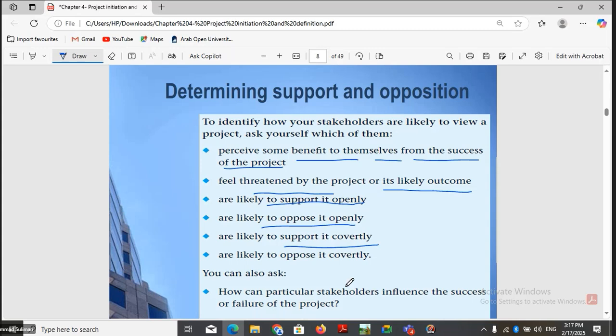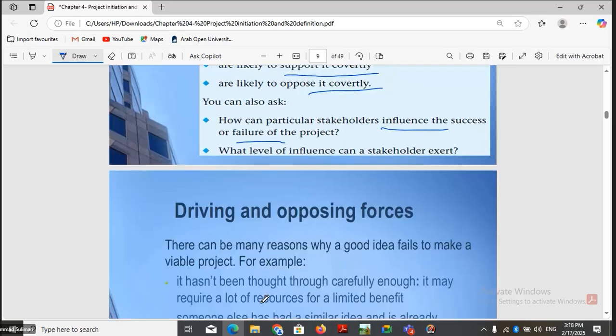They are supporting it from the back door, or you can say from the back end. And some they oppose secretly or covertly, that is, they're opposing from the back, like this project should not be done, or this project must not be completed, something like that. Okay. You can also ask yourself how a particular stakeholder influenced the success or failure of the project. If you identify any stakeholder, any person, or any supplier or any sponsor, they may help you to make this project a success, or they are opposing, right? That may lead to failure of the project. So you must determine them. Okay.